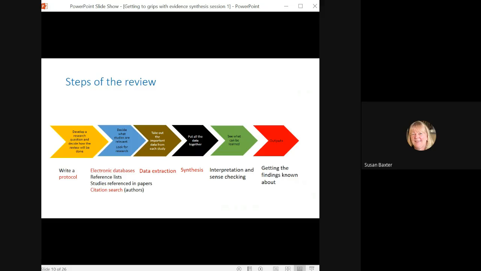So we start off with developing a research question and writing a protocol. Then we decide what studies are going to be relevant and look for research. We take out the important data from each of the studies in a systematic way. Then we put it all together, see what can be learnt, and then think about the outputs from the study. So we're going to be going through all these different steps in the process and just thinking about what happens when and why at each one of these stages, using one of the reviews that we've done recently as an example.